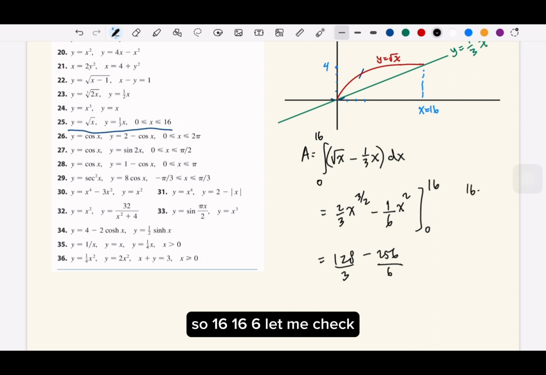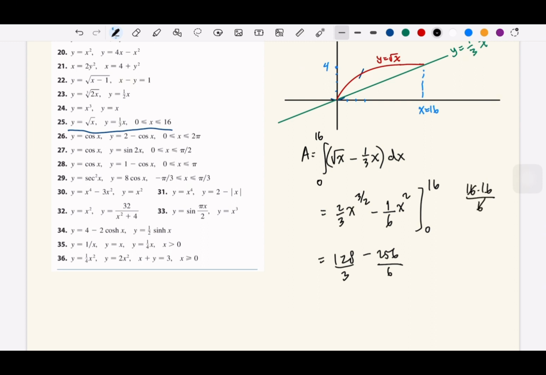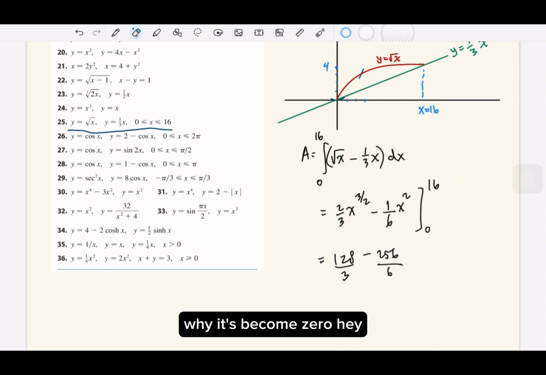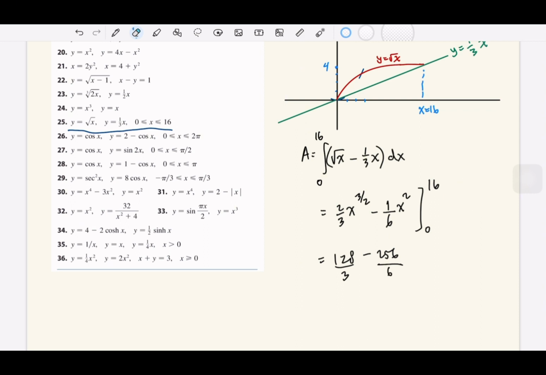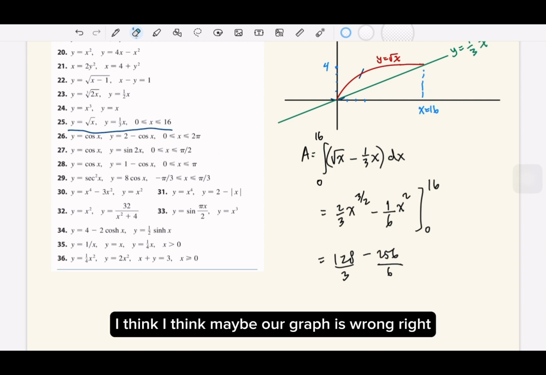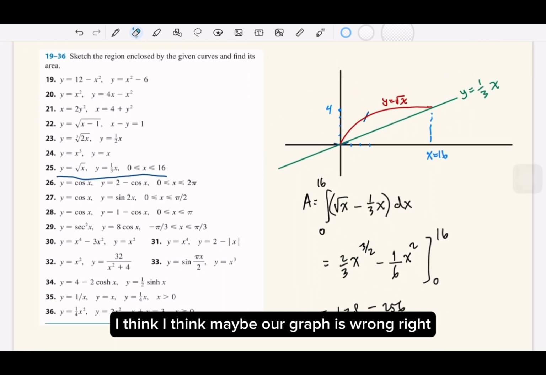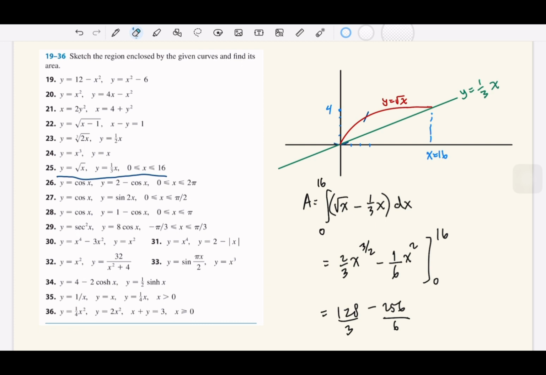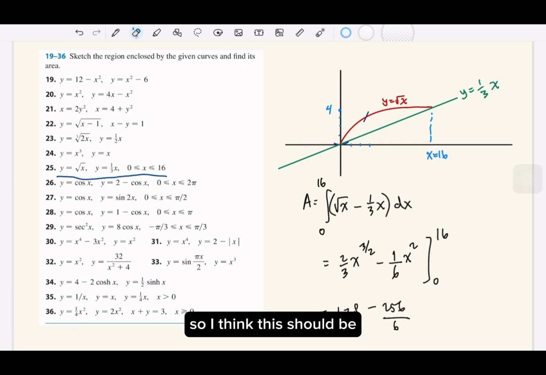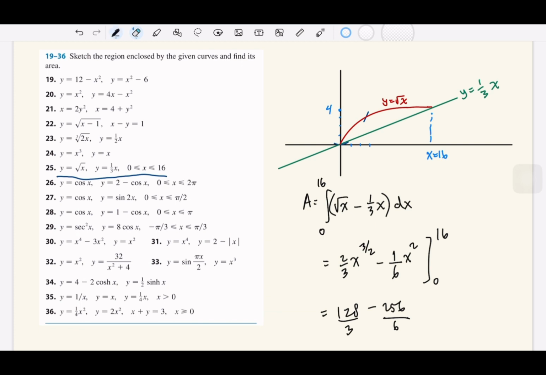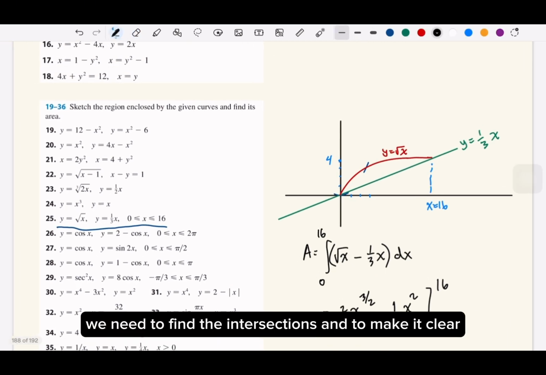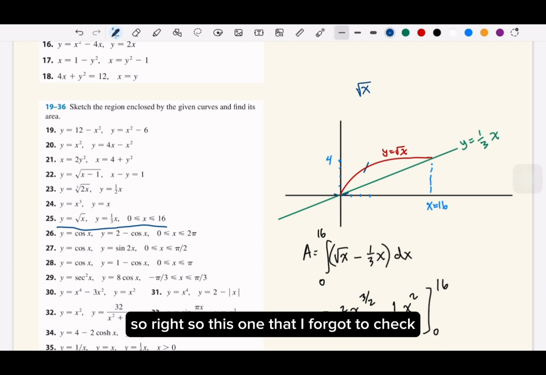So 16, 16, 6. Let me check. Okay. Well, it becomes 0. Do I have something wrong here? I think maybe our graph is wrong, right? So I think we need to find the intersections to make it clear. So that's one thing that I forgot to check.